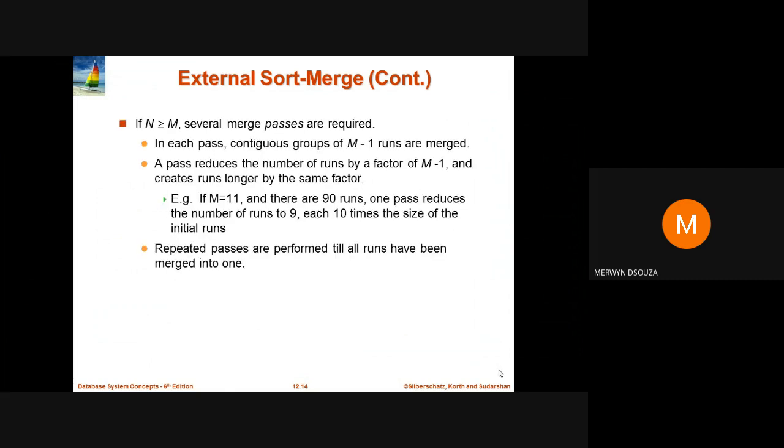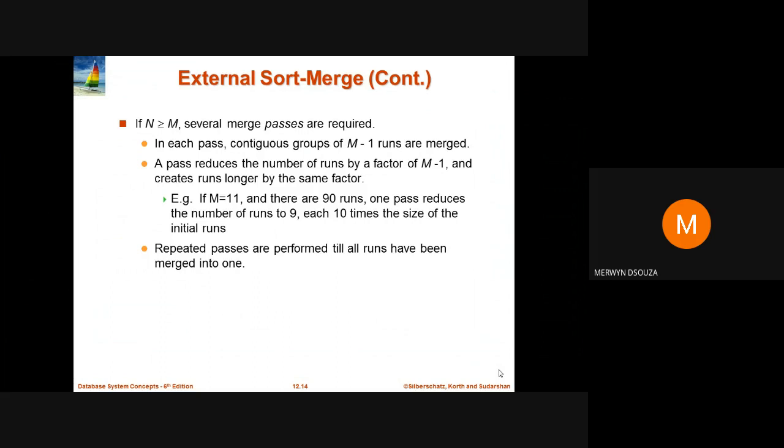If N is greater than or equal to M, then several merge passes may be required. In each pass, contiguous groups of M-1 runs are merged. A pass reduces the number of runs by a factor of M-1 and creates runs longer by the same factor. For example, if M equals 11 and there are 90 runs, one pass reduces the number of runs to 9, each 10 times the size of the initial runs. Repeated passes are performed till all runs have been merged into one.